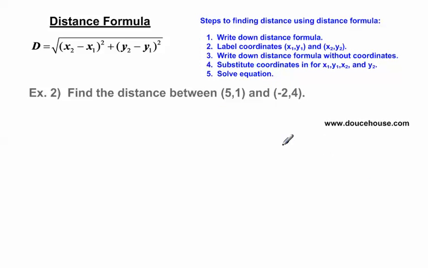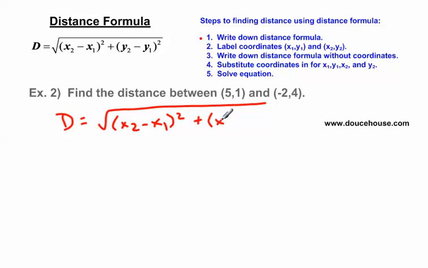Anyways, last example we have here is find the distance between 5, 1 and a negative 2, 4. So write down the distance formula is the first step. So I'm going to write that down. So we have x2 minus x1 squared, and then we have a y2 minus y1 squared.